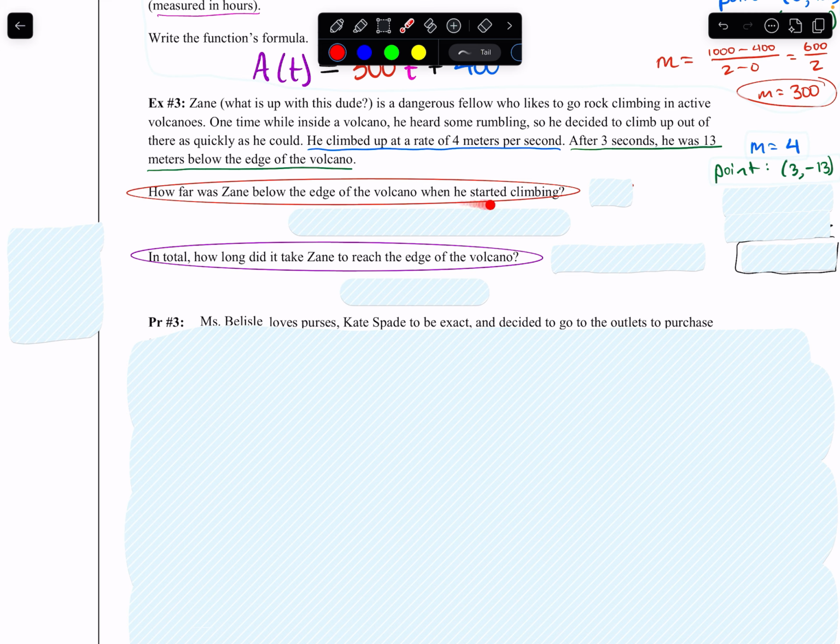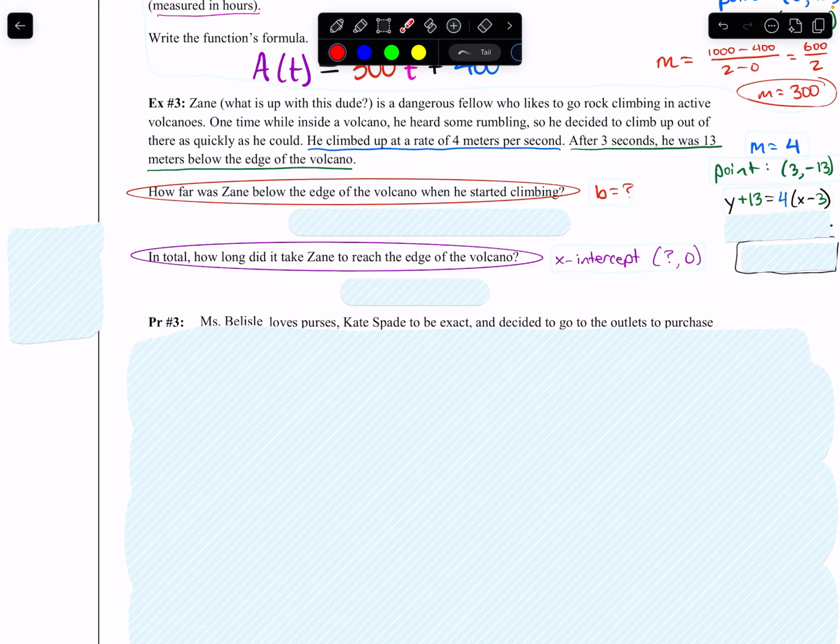We have 2 questions. I circled them both. How far was Zane below the edge of the volcano when he started climbing? Because it's saying when he started climbing, that's our initial value. That's our y-intercept, or our b value in y equals mx plus b form. Our second question that I circled in purple is actually asking for the x-intercept. How long did it take Zane to reach the edge of the volcano? That's the end. Once he gets to the edge of the volcano, he's safe. So it's going to take a certain amount of time to get to a height of 0, because before he's underneath that height, he'd be negative.